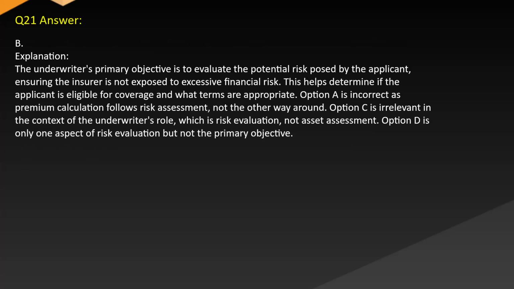Answer: B. Explanation. The underwriter's primary objective is to evaluate the potential risk posed by the applicant, ensuring the insurer is not exposed to excessive financial risk. This helps determine if the applicant is eligible for coverage and what terms are appropriate. Option A is incorrect as premium calculation follows risk assessment, not the other way around. Option C is irrelevant in the context of the underwriter's role, which is risk evaluation, not asset assessment. Option D is only one aspect of risk evaluation, but not the primary objective.